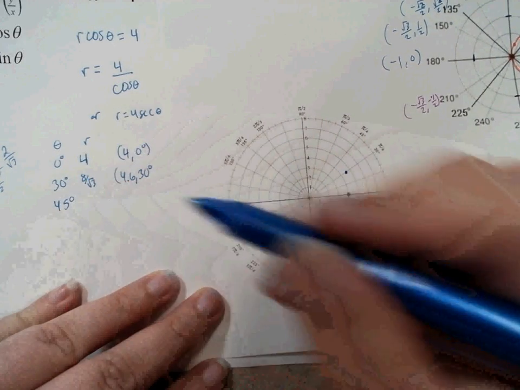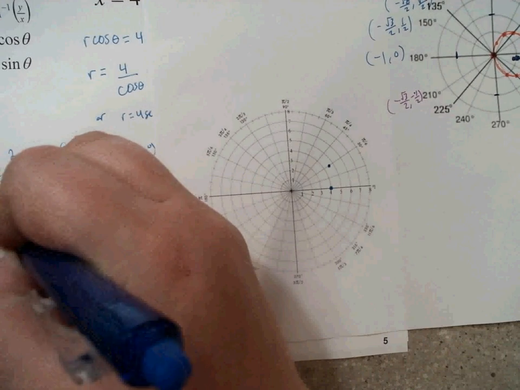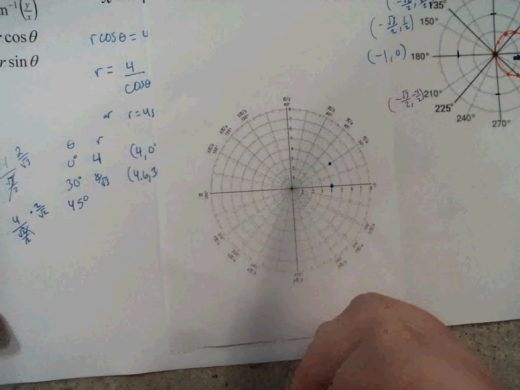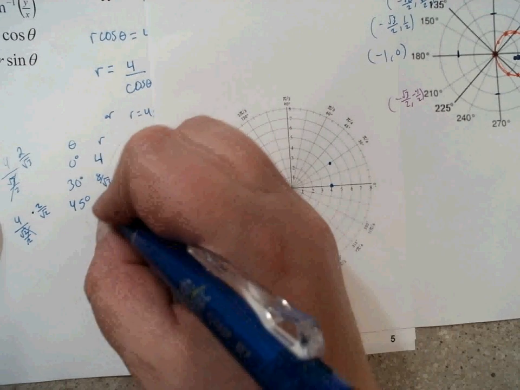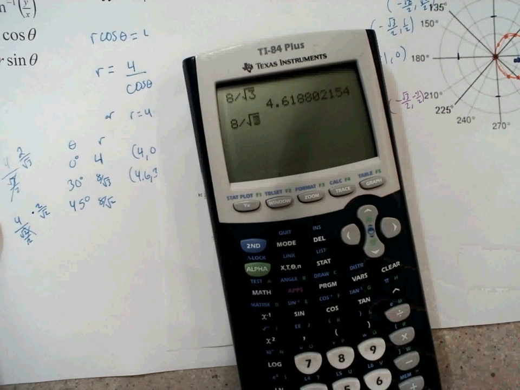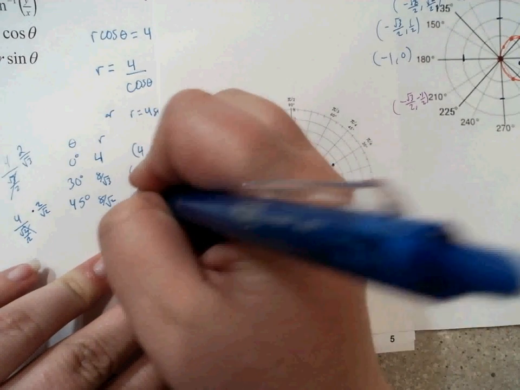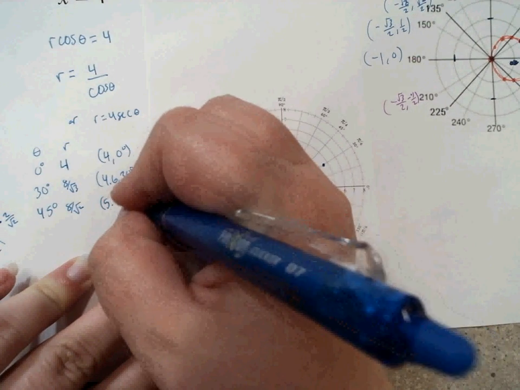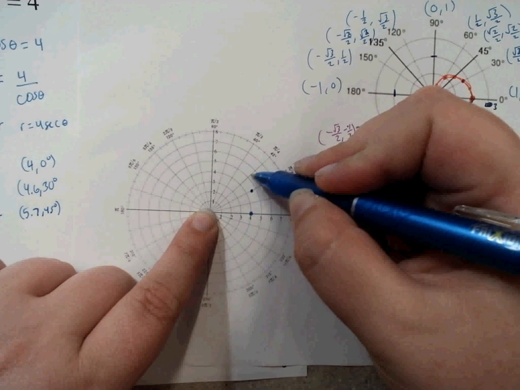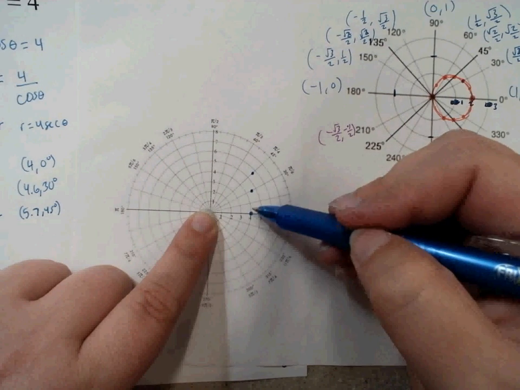Now we're going to go 45 degrees. Cosine of 45 degrees is square root of 2 over 2. 4 divided by square root of 2 over 2 is the same thing as 4 times 2 over the square root of 2, multiplying by the reciprocal. So I get 8 divided by the square root of 2, which is 5.7-ish. So we go 45 degrees, and then out a radius of 5.7, somewhere in there. You can see how it's creating this vertical line.